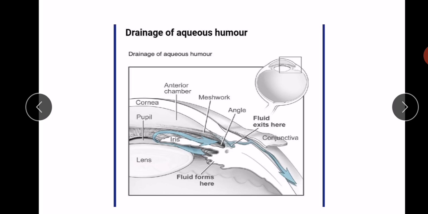Here you can see, in the posterior chamber, these are the ciliary processes that produce the aqueous humor. From the posterior chamber it enters through the pupil, past the iris, into the anterior chamber, and then it reaches the anterior chamber angle, where it is taken up by the trabecular meshwork and then into Schlemm's canal.